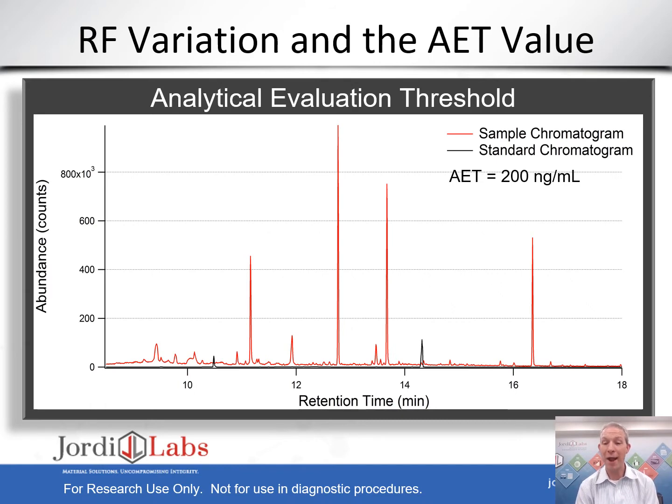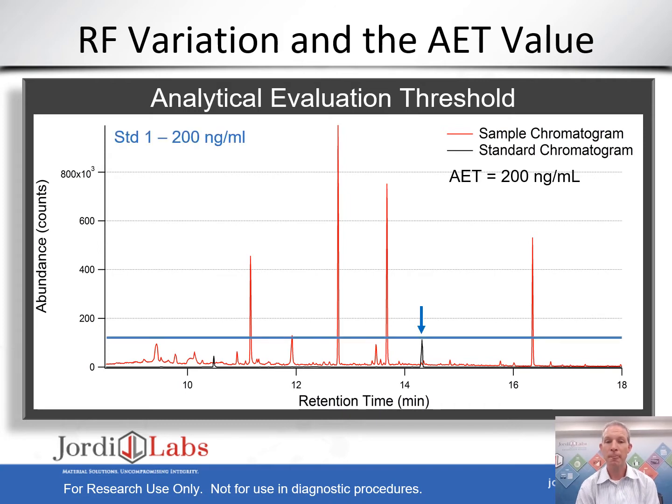So how is this applied in practice? Once we have defined an AET, our next step is to run some standards and determine the peak height or peak area associated with the AET concentration. Here in this slide, in red we have a chromatogram for an extractables sample, and in black we have a chromatogram for two potential surrogate standards. The first of those surrogate standards shows the peak height indicated here by the blue arrow. And I would note that this is at 200 nanograms per mil.